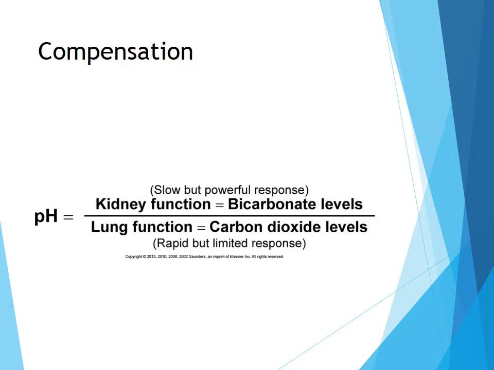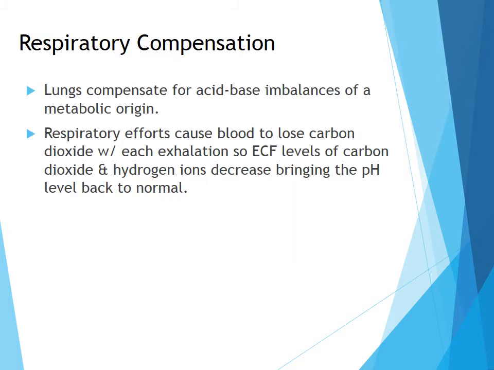This diagram just shows us a little bit of how our body compensates. So we know that our kidneys function to change those bicarbonate levels in the body, and our lungs function to change those carbon dioxide levels in the body. And so when we think about our lung function, we know it's a rapid response, but it's very limited. And we know that the kidney is a very powerful response, but it's very slow.